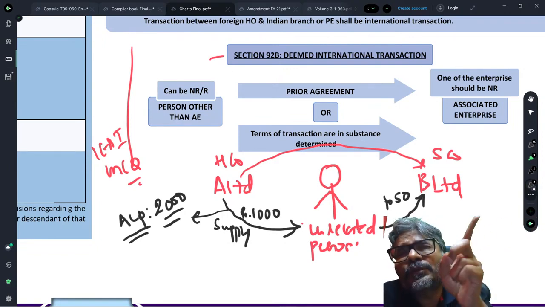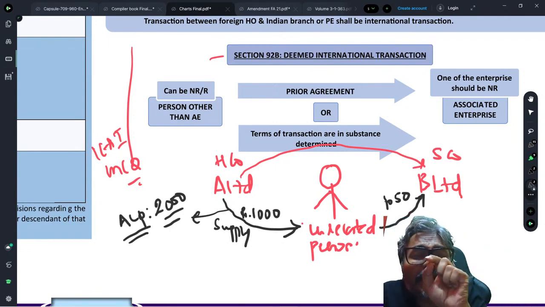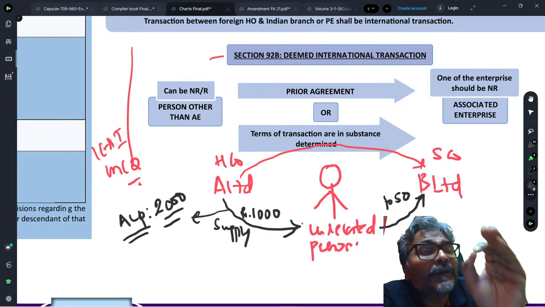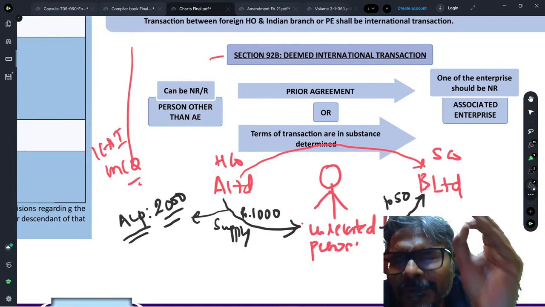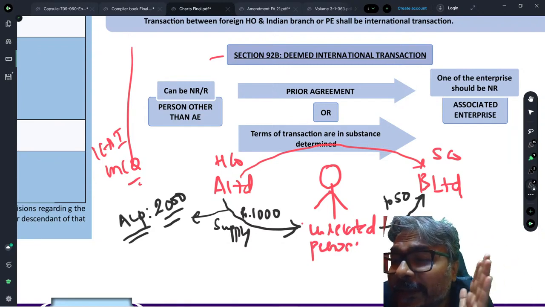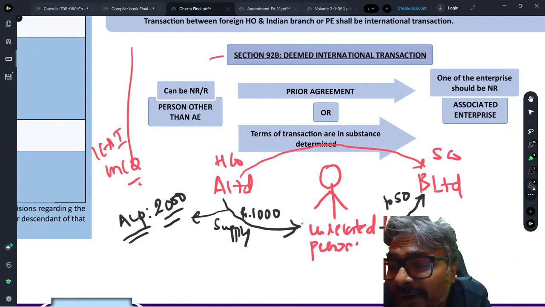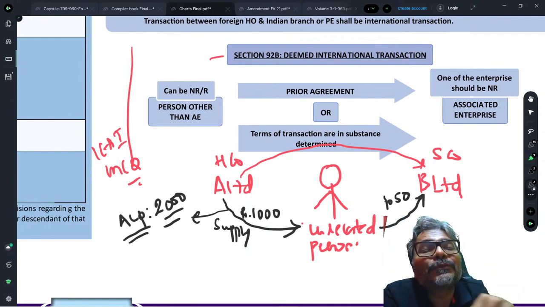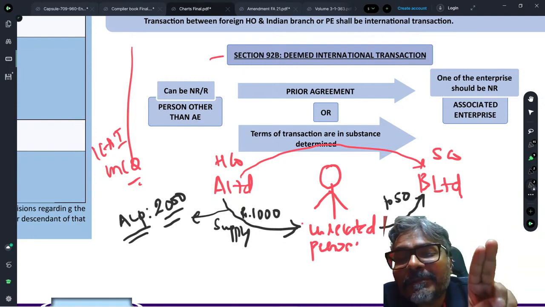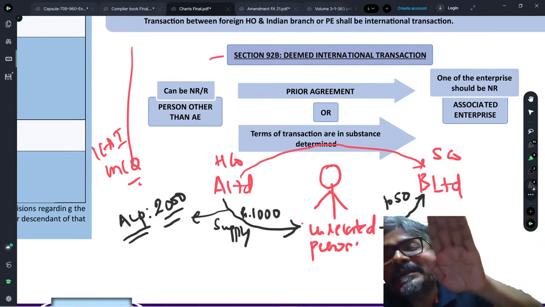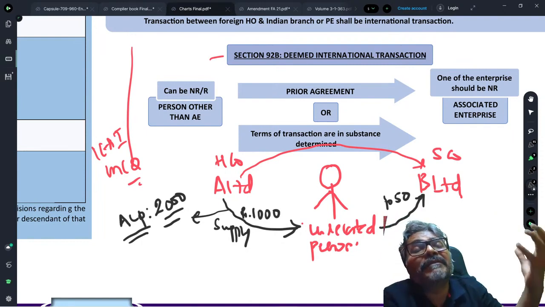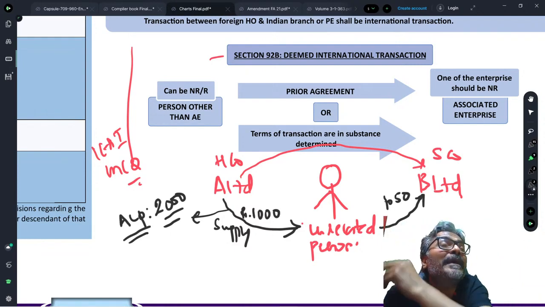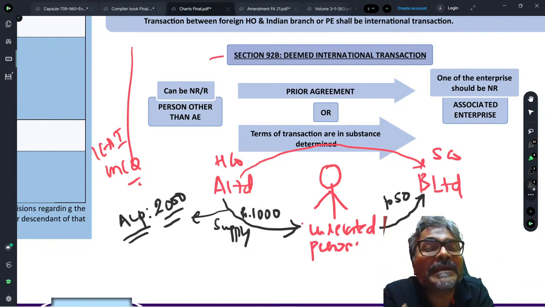So students, what we need to do in 92B, we need to identify in that MCQ which I am talking about, they have given you that there was a prior agreement. This is a word that you have to pick up in the question, students. Just see, was there a prior agreement between A Limited and this unrelated party, as per which they have agreed that I will give you the goods at 1000 and thereafter you pass on these goods to my AE at 1050? The difference, you keep this as commission.